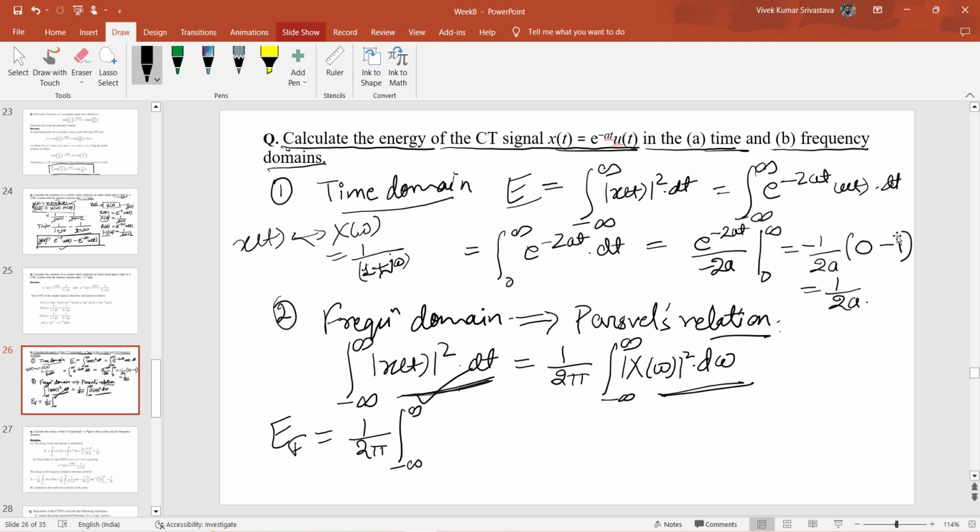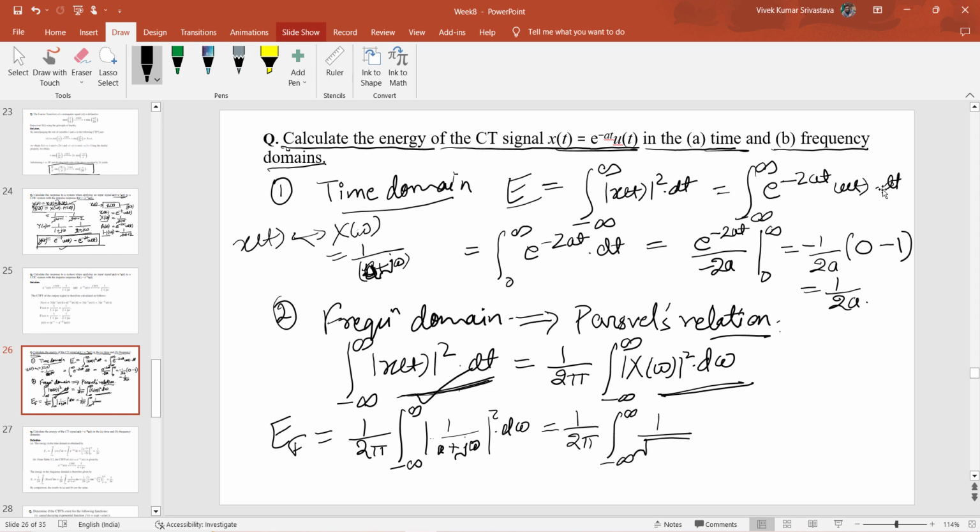Oh sorry, a plus j omega, because e raised to the power minus at is given to us. So that's why X of omega will be equal to 1 over a plus j omega. So now we will put the value of X of omega here. So this will be equal to 1 over 2 pi integral from minus infinity to infinity of 1 over a plus j omega mod square d omega.